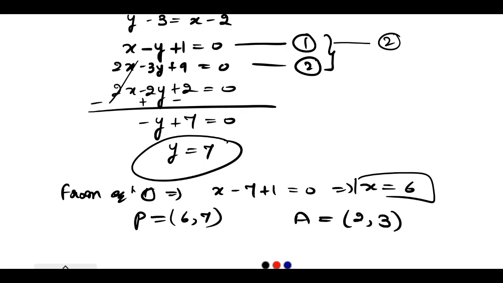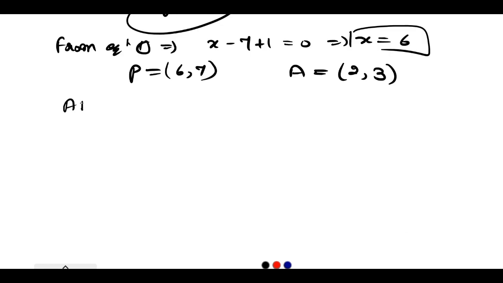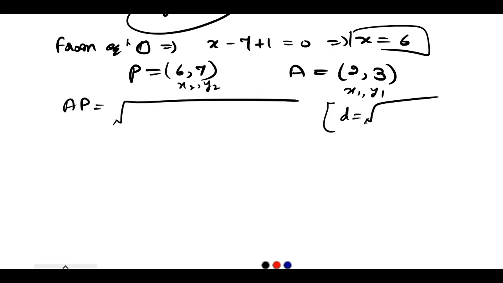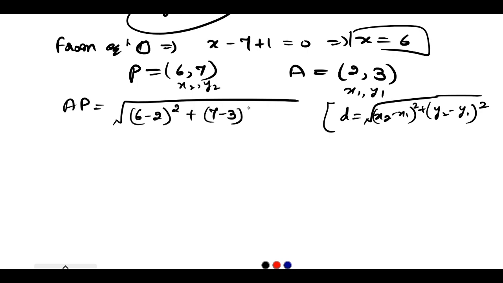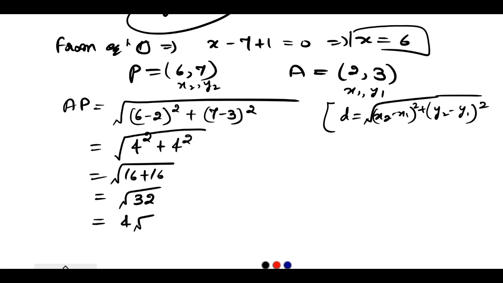Now we use the distance formula to find AP. This is x1, y1, and this is x2, y2. The distance formula is under root of (x2 minus x1) whole square plus (y2 minus y1) whole square. AP is equal to 4 under root 2 units. This is another method to find AP.